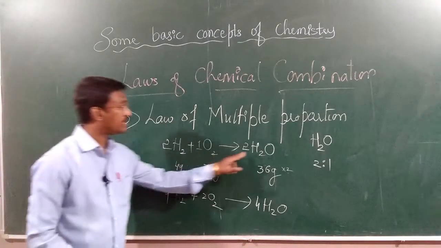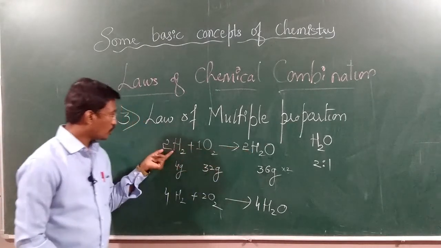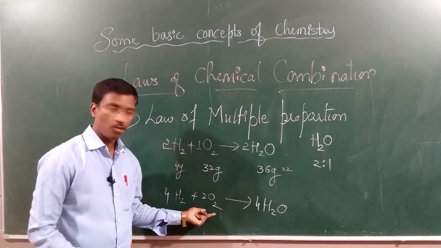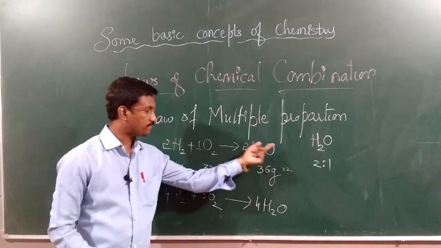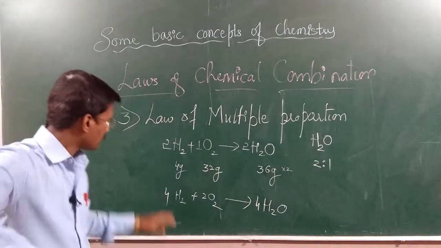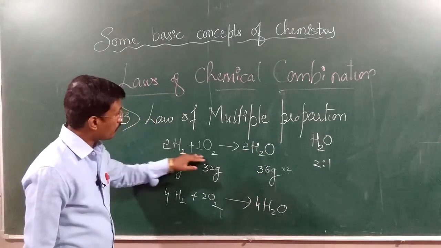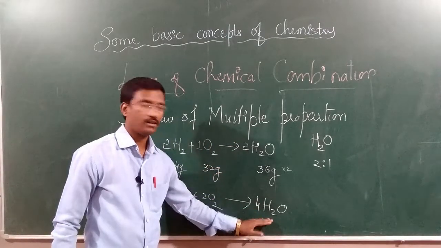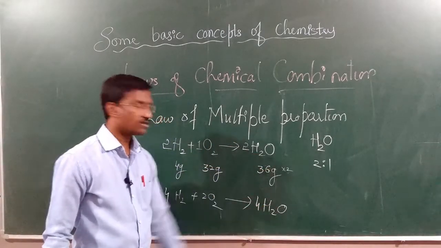I simply multiply the whole reaction. 2 moles of hydrogen is converted to 4, 1 mole of oxygen is converted to 2 moles. Similarly, 2 moles of water is converted to 4 moles. So as the number of moles doubles, we get the product also doubled. So 2H2 is converted to 4H2.